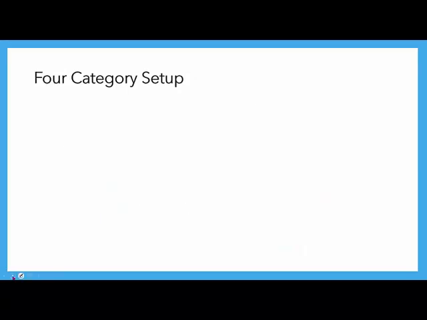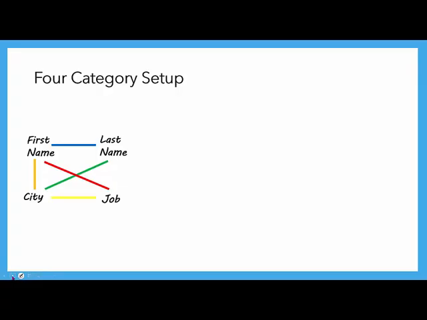What happens if we have four categories? How do we set that up? What if we had first name, last name, city, and job? Now that we have four things, there's a lot more we could do to connect them. So notice if I connect first name with the other three, that starts us off. But now I have to connect last name and city with job, leaving one more thing, which would be connecting last name and job. Count those up and you get 6 connections.